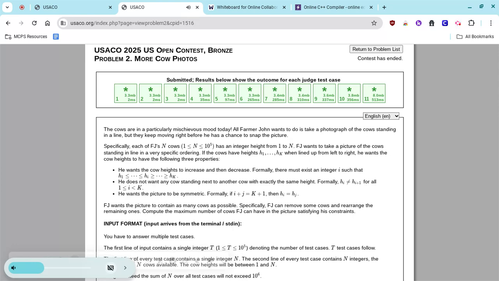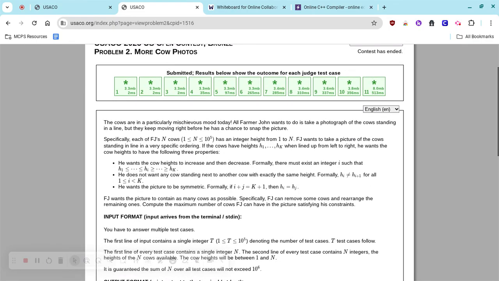Hey guys, so today I'm going to be going over the USACO 2025 Open Contest for Bronze Problem 2, which is Cow Photos. To solve this problem, we need to first understand it.